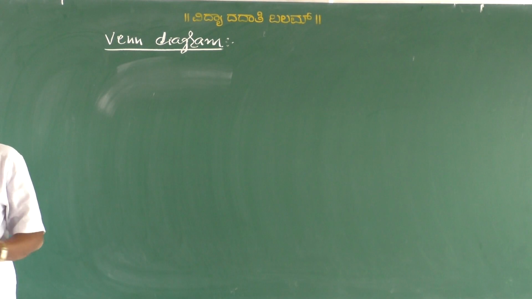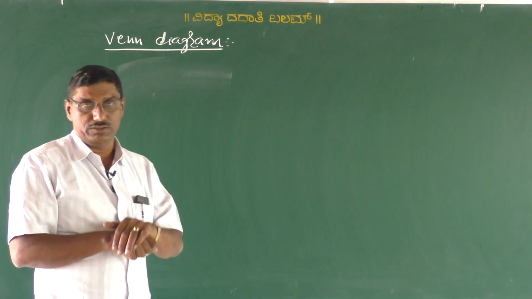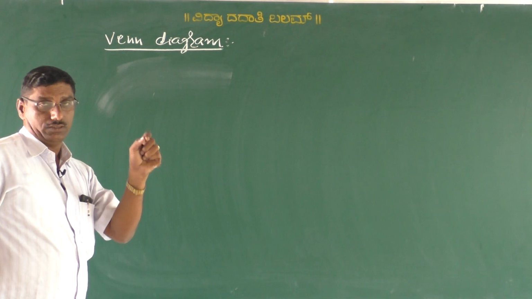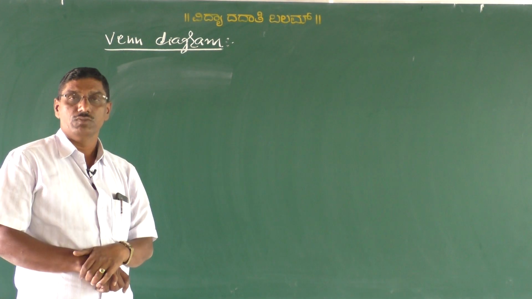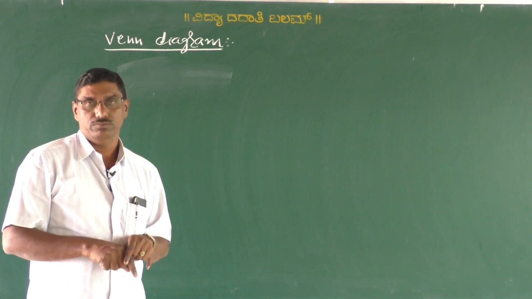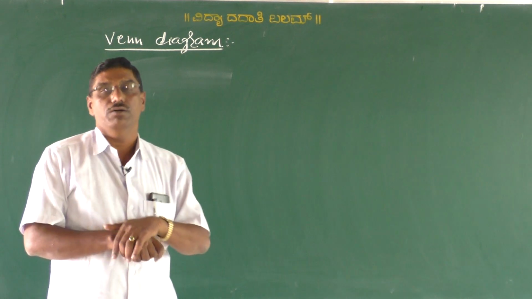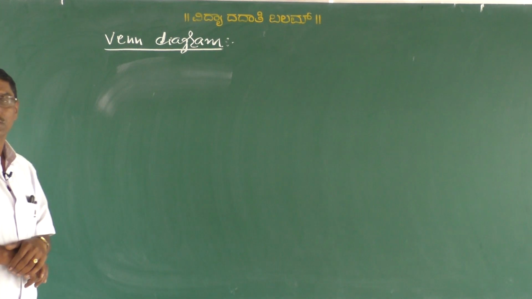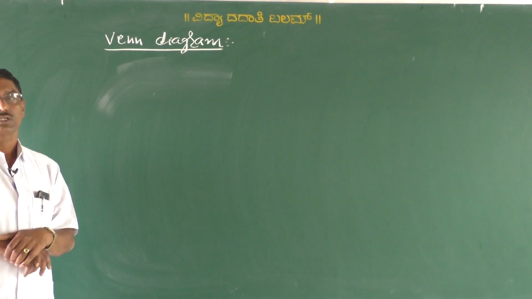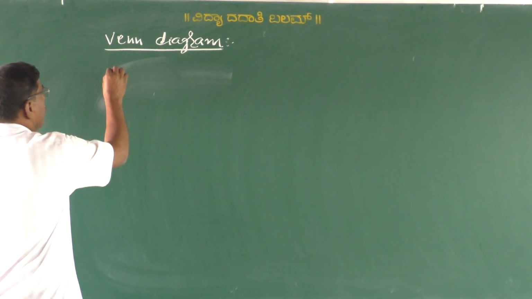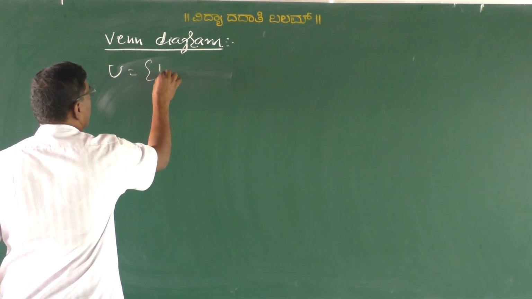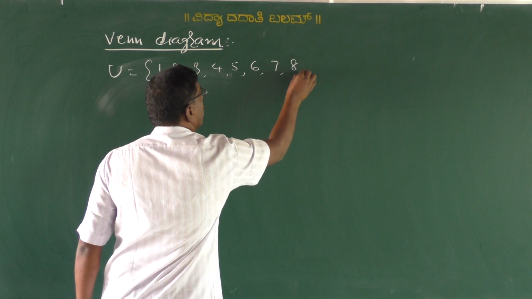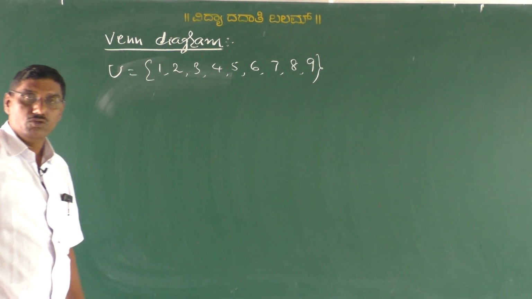In these diagrams, there are two geometrical figures. The universal set is represented through a rectangular diagram, that is the rectangular box, and its subsets are represented by circles. For example, consider a universal set U is equal to the set of all 1, 2, 3, 4, 5, 6, 7, 8, 9. This is one of the universal sets.